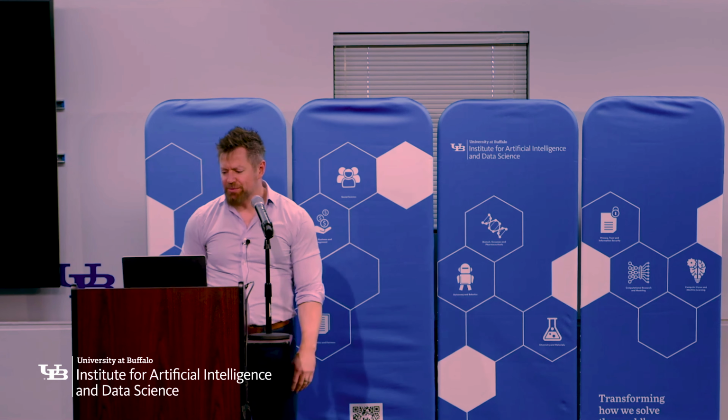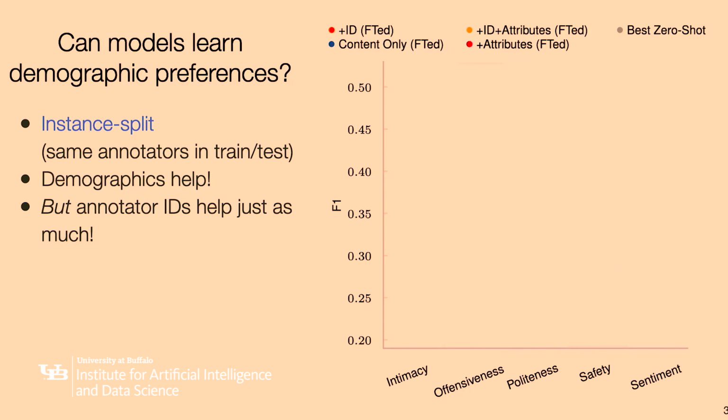So let's take a look at some examples here. Can models learn demographic preferences? This will be our instance split. This is your standard machine learning setup. Whoops, that was a spoiler alert on the left. On the very bottom bar, that's our zero shot. This is how well Llama does in general.